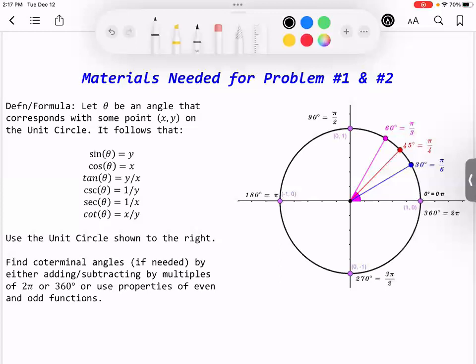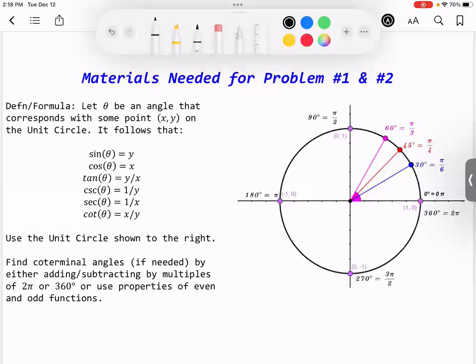The definition says, let theta be an angle that corresponds to some point x, y on the unit circle. It follows that sine of theta is always equal to the y coordinate. Cosine of theta is always equal to the x coordinate. Tangent is y over x, because if you remember from right triangle trig, tangent is the same thing as sine over cosine. So if sine is y, cosine is x, put it together, tangent is now y over x.